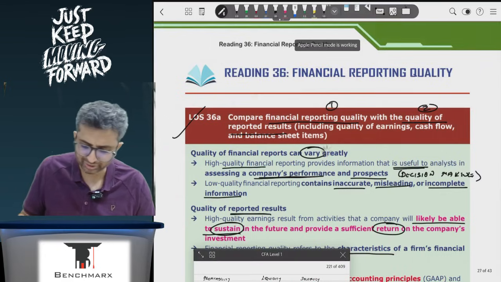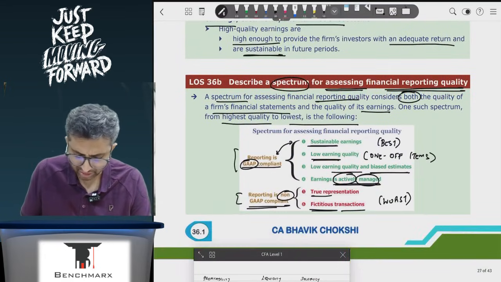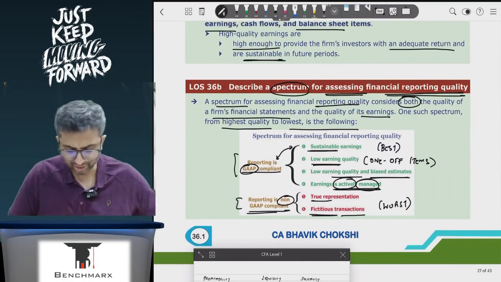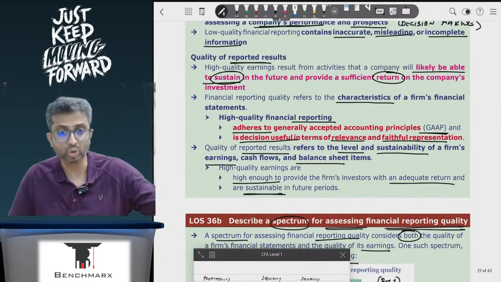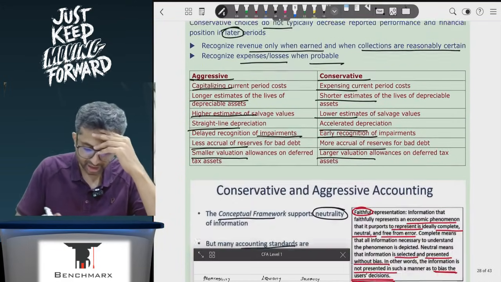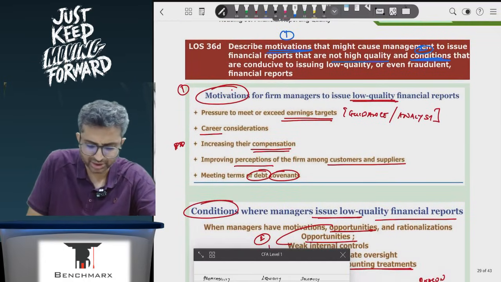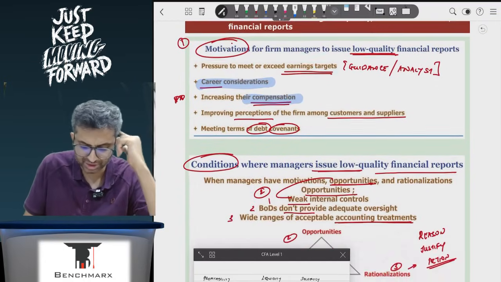So this takes care of financial reporting quality, where we are saying that the best will be if I have a good quality report and sustainable earnings. Various aggressive and conservative policies are given over here. Motivation for managers usually is for career considerations, to increase their compensation, etc.